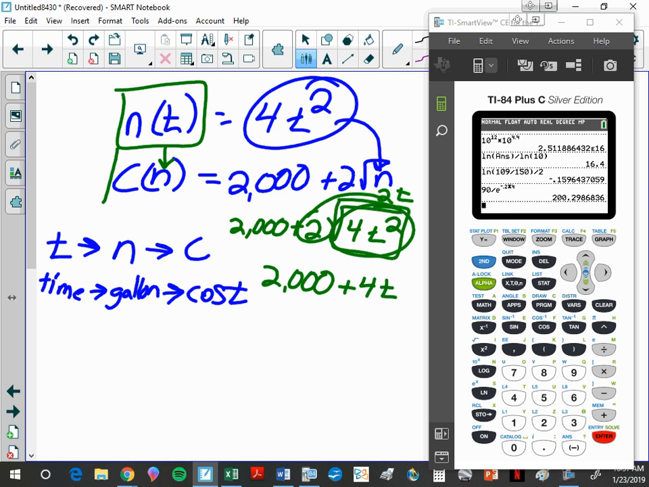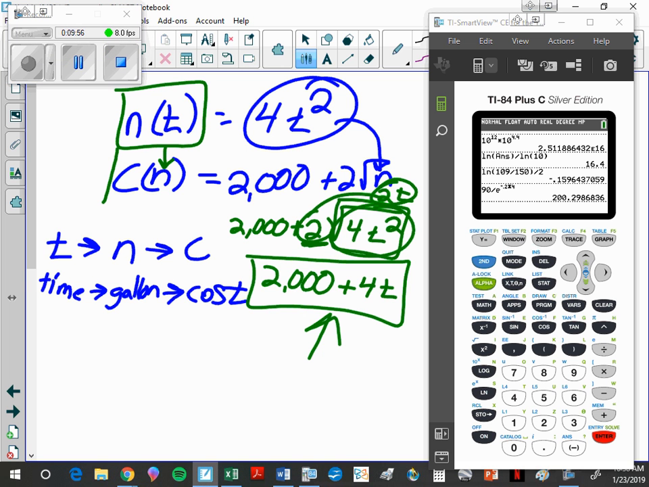So the square root of 4 is 2, and the square root of t squared is t, but there's also a 2 on the outside. So we take that 2t and we times it by 2. What does this equation do for us? So what does this equation do? Well, the original equation took time and turned it into a gallon value, and then we turned gallons into cost. So the new equation goes straight from time to cost.